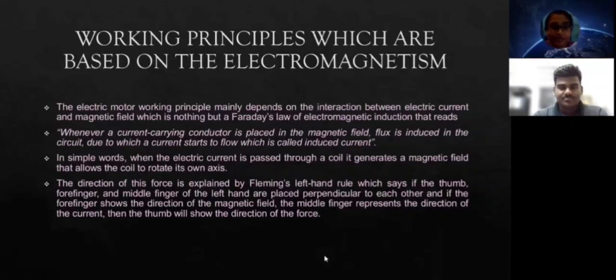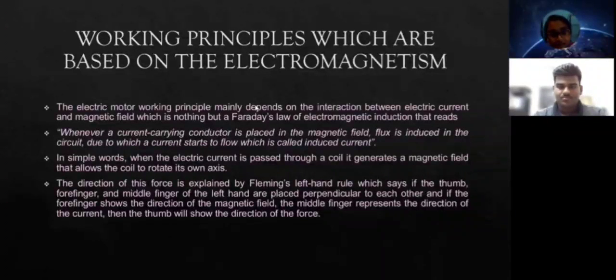Okay, thank you, Ruben. So, the working principle is based on electromagnetism. The electric motor mainly depends on the interaction between electric current and magnetic field, which is Faraday's law of electromagnetic induction, which reads: whenever a current-carrying conductor is placed in a magnetic field, flux is induced in the conductor, due to which a current starts to flow, which is called induced current. So, in simple words, when electric current is passed through a coil, it generates a magnetic field that allows the coil to rotate on its own axis.